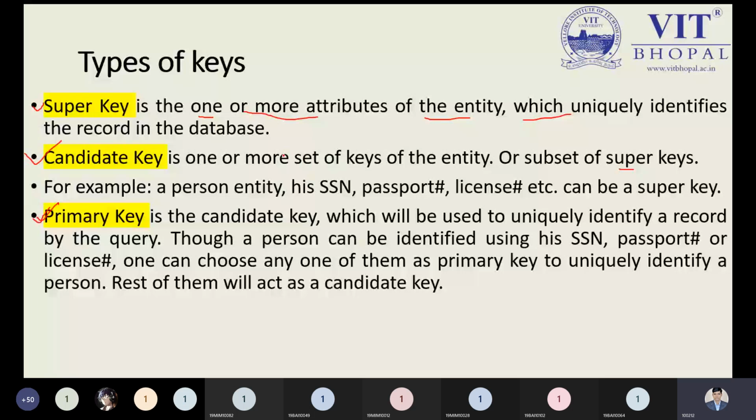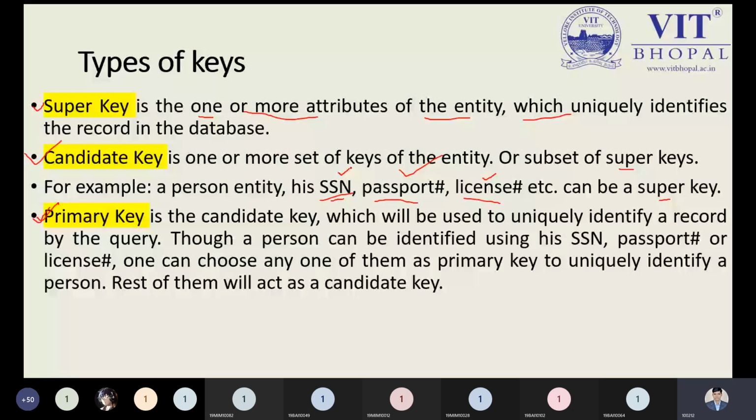What is the candidate key? Candidate key is one or more of the set of the key in the entities or subset of the super key. For example, person entities. In person entity, we have the social security number, passport number, license number, etc. These are the super keys, because license number will be unique, passport number will be unique, and social security number will be unique. So when we have more than one key to represent entire information, then we have the candidate key. And next we have the primary key.